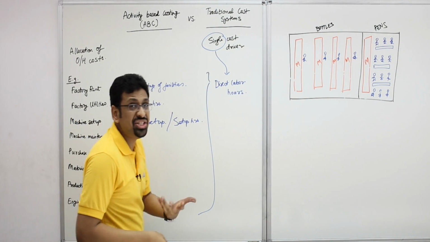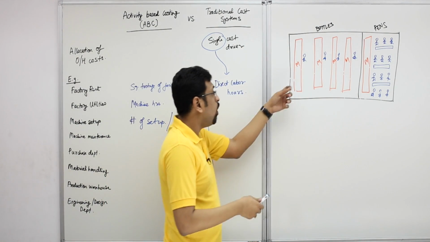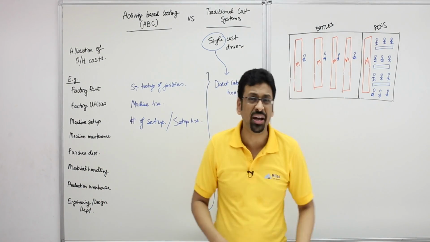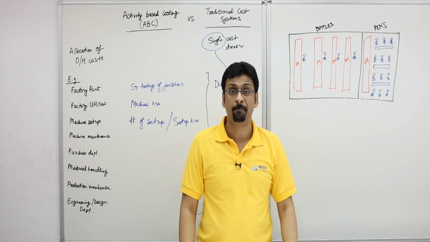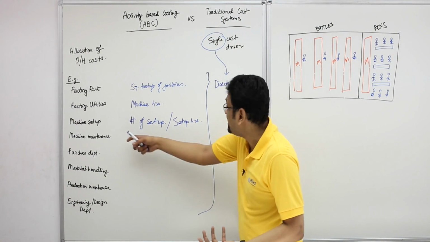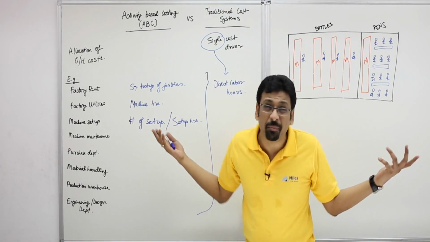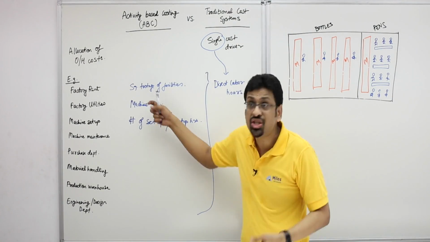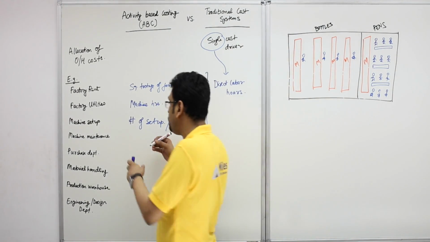Now, when we look at machine maintenance, naturally all these molding machines, they require a lot of maintenance and it's pretty expensive to maintain them. Now, instead of allocating this by using direct labor hours, which doesn't make sense to me, we would use machine hours. That sounds more appropriate.